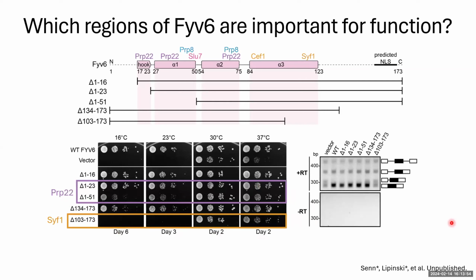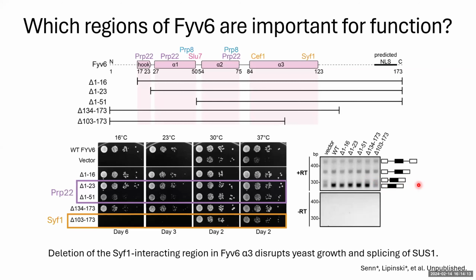And we find that for the truncations through the CYP1 interacting region, as well as a portion of the C-terminus of FYV6, we do see an appearance of this alternatively spliced mRNA product in Sus1. And so our growth data correlates very well with our splicing data for production of this alternative mRNA. And so we think that this interaction with CEF1 is functionally important for FYV6.